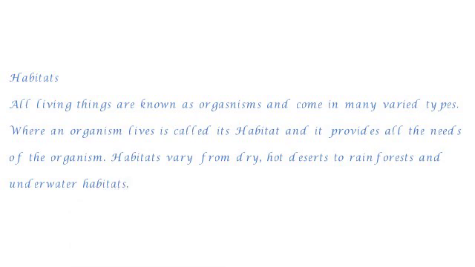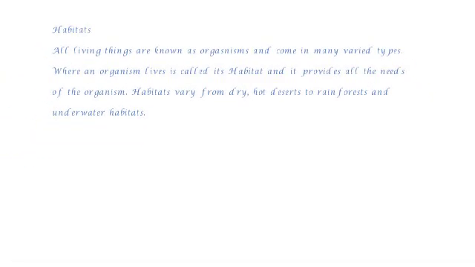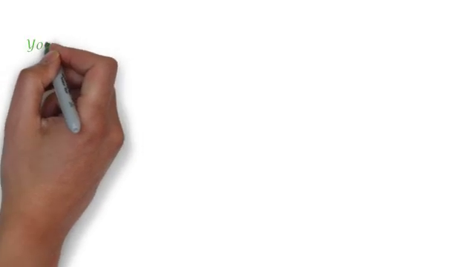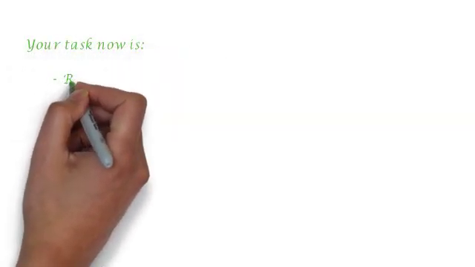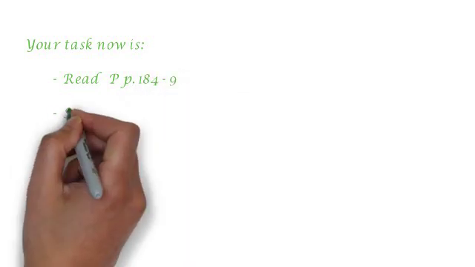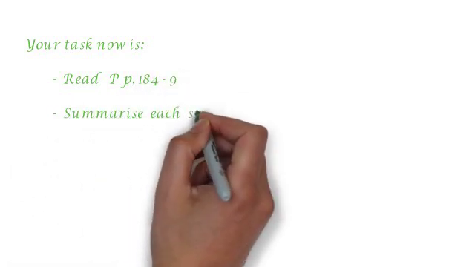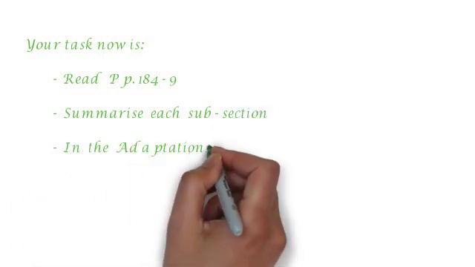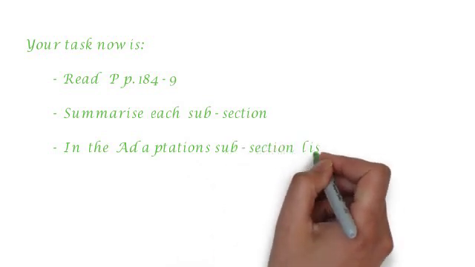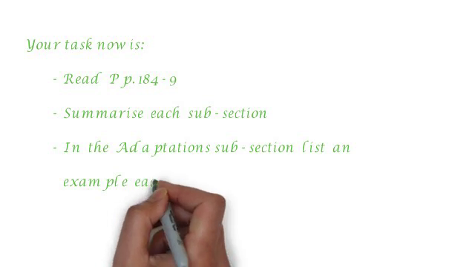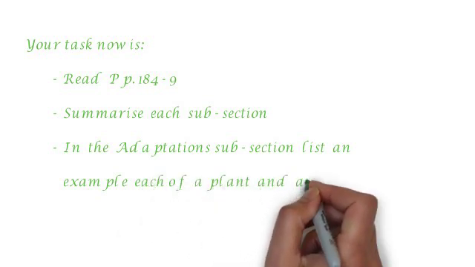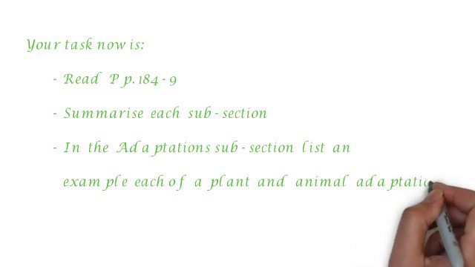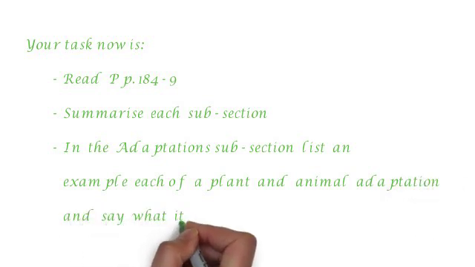Number one, I've put this into my own words. I've included what an organism is, living things, and what a habitat is, and how it provides for the needs of the organism and how they can vary. So that's the important part. So your task now is to read through it and do a summary of each subsection heading. When you do the adaptations subsection, you would find an example of a plant adaptation and one example of an animal adaptation and say what they are exactly, show what they are.